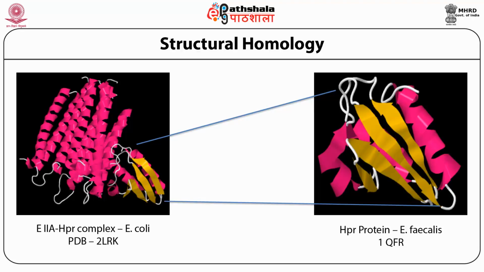However, the structure of enzyme 2A HPR complex of phosphotransferase system of Enterococcus faecalis has not been determined experimentally. Since the two HPR proteins in both the species have been found to be homologous, therefore structural knowledge which has been determined experimentally for enzyme 2A HPR complex of E. coli can be used for modeling uptake and phosphorylation of specific sugars by enzyme 2A HPR complex of Enterococcus faecalis.